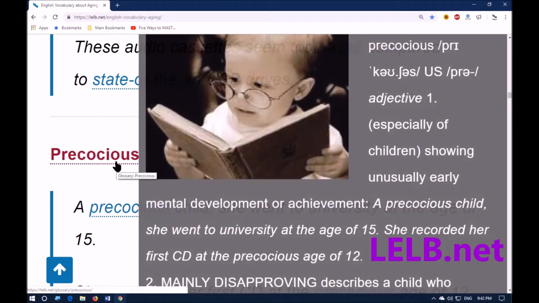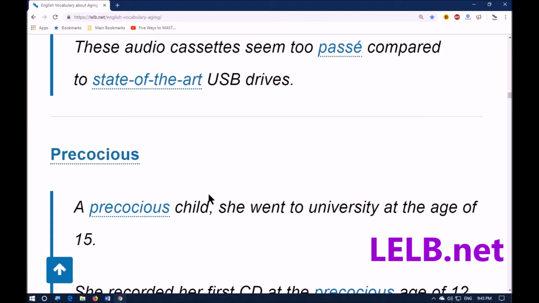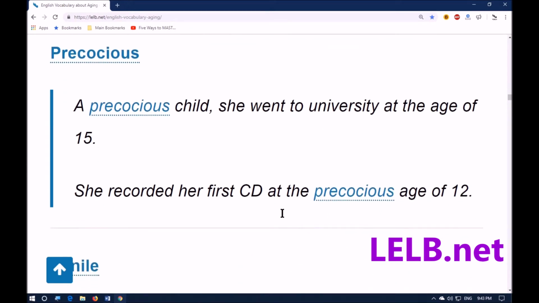Precocious means showing unusually early mental development or achievement. A precocious child. She went to university at the age of 15. She recorded her first CD at the precocious age of 12. So if you are precocious, you happen to be ahead of your time.